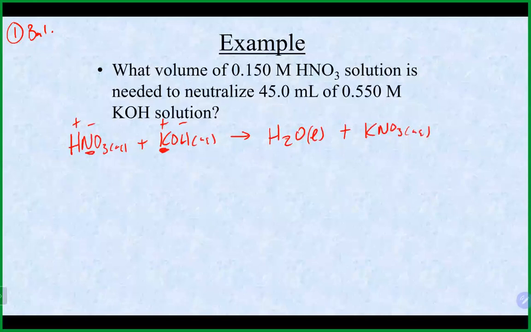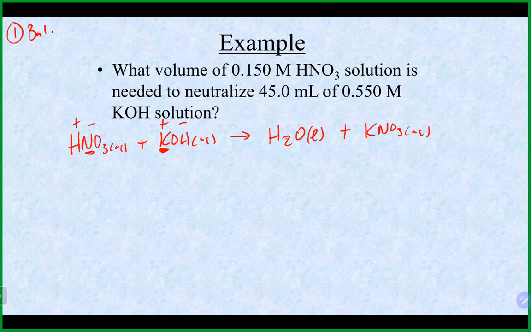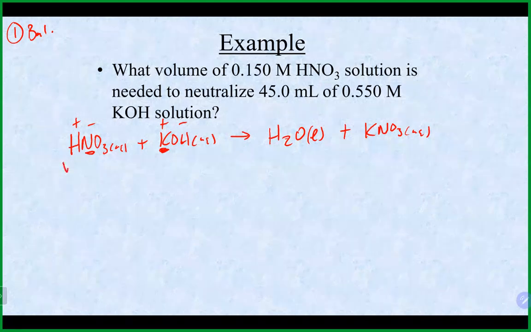We want to obviously make sure that it is balanced. And I think in this case, it is balanced. We got 1 NO3 on both sides, 1 potassium. We got an extra oxygen and 2 hydrogens. So I think we are good in terms of that. Next thing we want to think about is what is sort of given to us. We are looking for the volume here of this guy. We do have the molarity. We also have the molarity and the volume of our KOH.